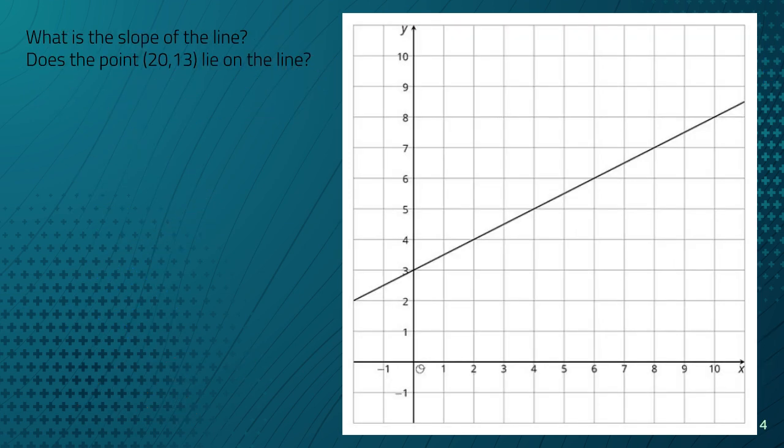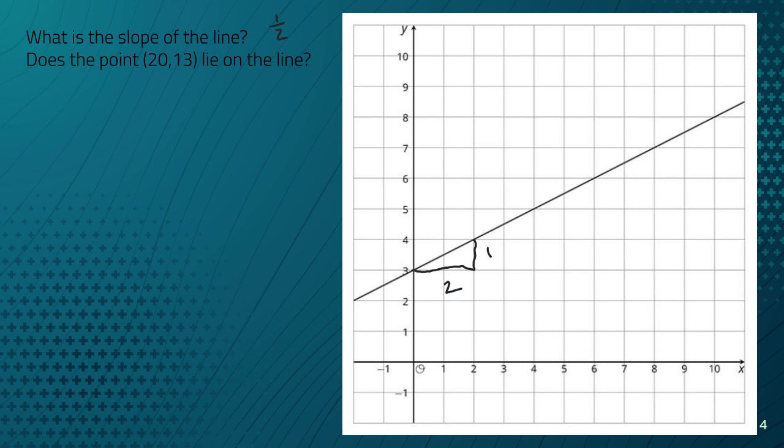Okay, so example 2. Our first question says, what is the slope of the line? So I can draw my little triangle right here. My vertical distance would be 1. My horizontal distance would be 2. So what is my slope of the line? 1/2. Great job.